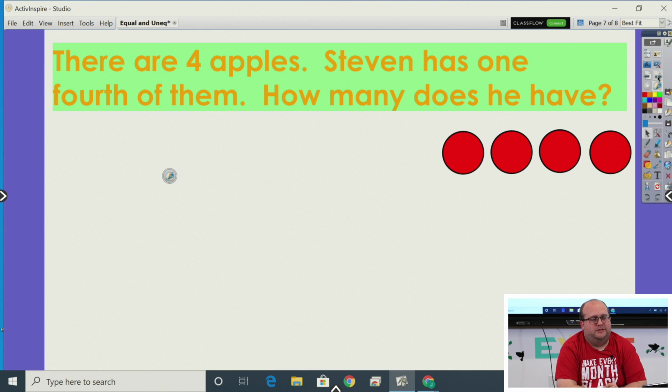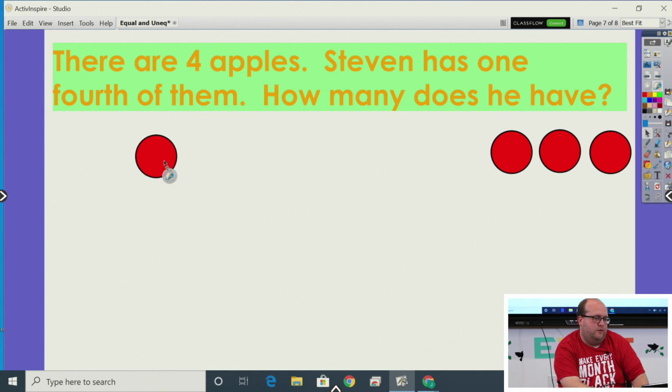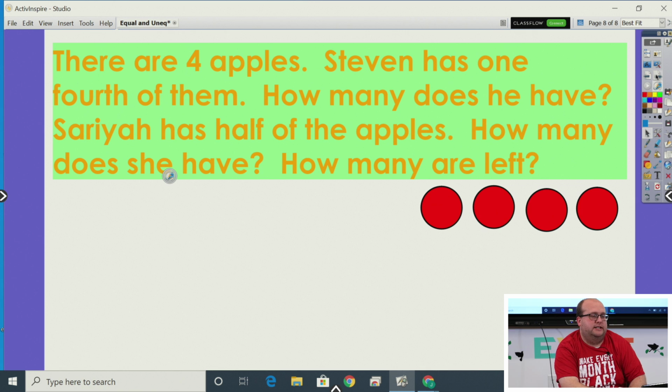Now I'm back to 4 apples. Stephen has 1/4 of them. How many does he have? Well, if he has 1/4, that just means 1 out of 4. He's so lucky. He has 1 apple out of the other 4. Now I added more. It says, Stephen has 1/4 of the apples.